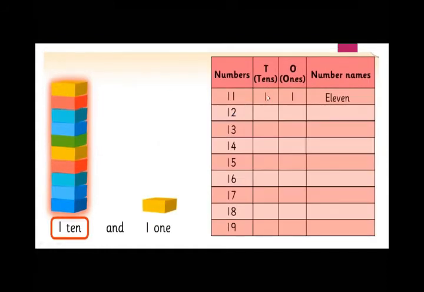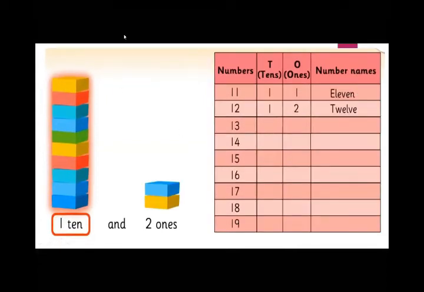So we write 1 in the ones column. How many ones are here? 1. So we write a 1. Now it makes 11. So how do we write the spelling of 11? ELEVEN. 11.